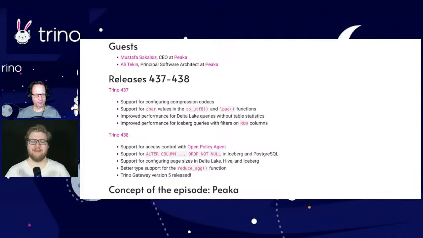So not the show-stoppingest release of all time, but 438 gave us that and more, Manfred. Yeah, I love how the Open Policy Agent work came together. We'll dive into that more. But we also got the column drop not null kind of stuff in Iceberg and Postgres. More work on the Delta Lake, Hive, and Iceberg connectors, this time around page size configuration. The reduce_agg function, which sounds a bit like reduce egg function. Yeah, you could do that, if you're cooking an egg. That got some more type support because people end up using it with chars and not varchars and stuff like that.